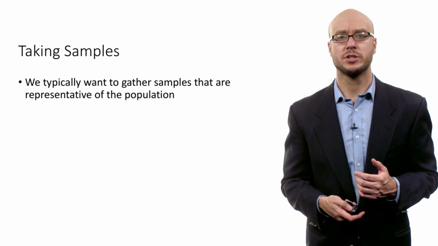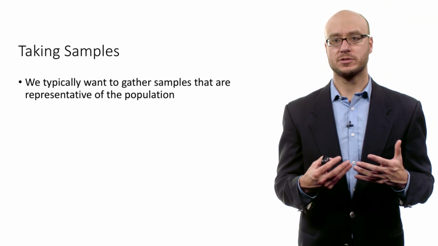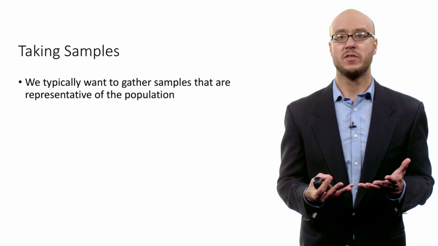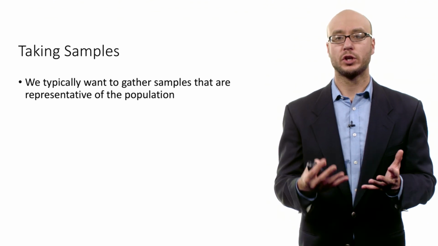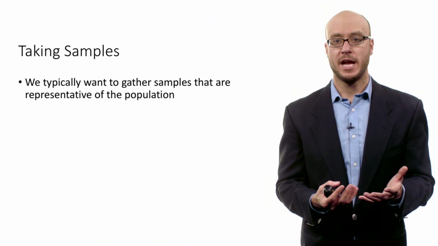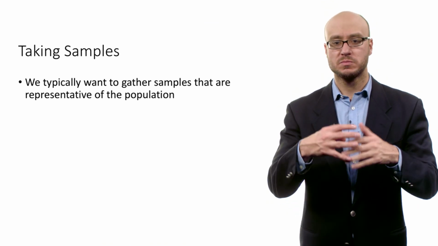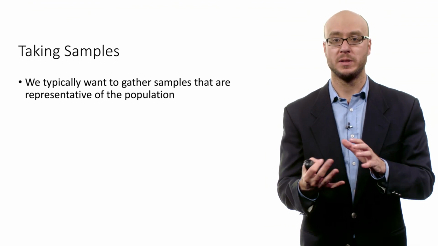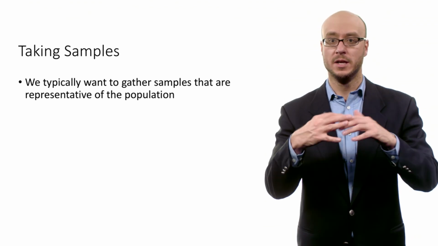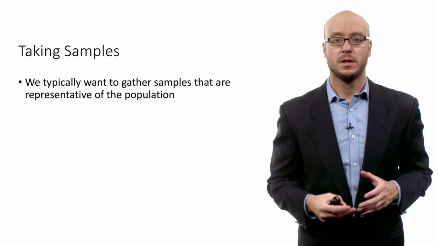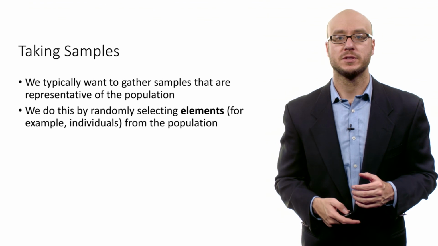So the question is, how do we take samples? How do we take a subset of a population? The idea behind inferential statistics is that we want samples that are representative of the population. So if you're looking at heights of a population, you want to gather a sample that is more or less representative of the heights in that population. You don't want people who are really short or people who are really tall. You want people who are representative, so on average, similar to that of the population for your sample.